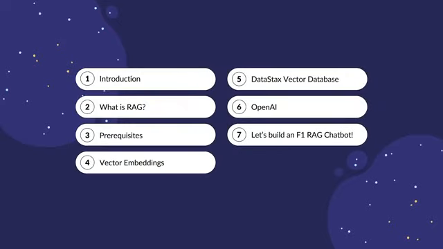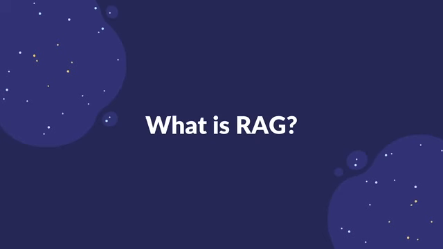We will look at what is RAG. We will also look at our prerequisites for this course, including stuff like API keys. We will then look at vector embeddings and how they work, followed by a look at DataStax vector database management system, as well as OpenAI, and finally end with building our F1 RAG chatbot. So, what are we waiting for? Let's do it. What is RAG?